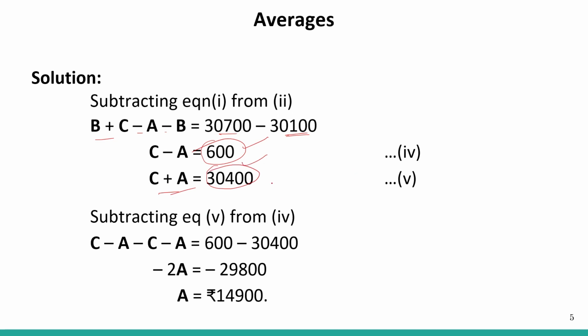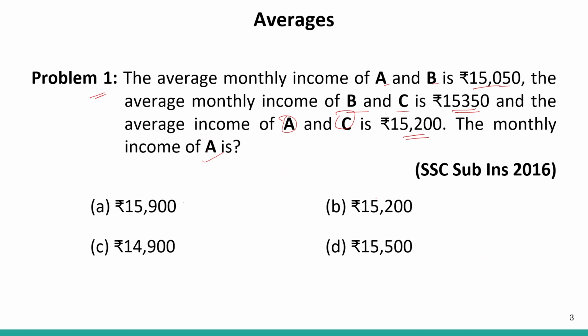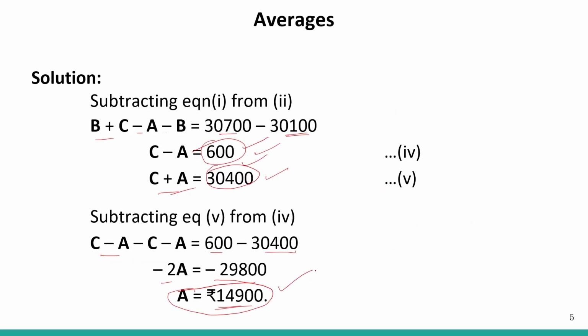So this is equation 5 and this is equation 4, right? Subtracting equation 5 from 4, what we are left with is C plus A minus C plus A, that is 600 minus 30,400. So minus 2A is equal to minus 29,800. So A will be 29,800 by 2, that is equal to nothing but 14,900. So the monthly income of A is 14,900. This is the only correct answer here. These are all wrong answers.